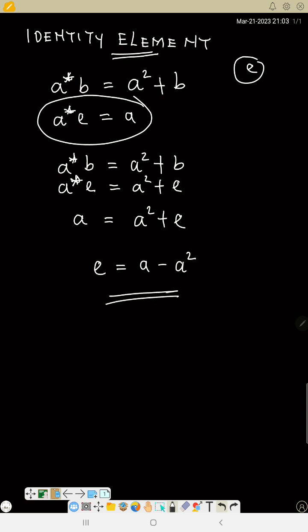Now this is the identity element. So let's solve more questions.